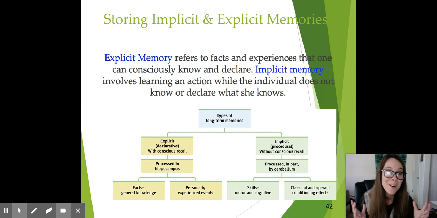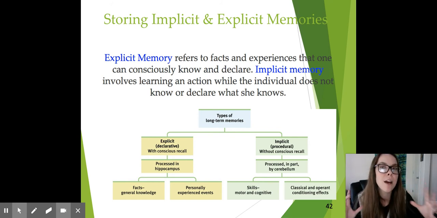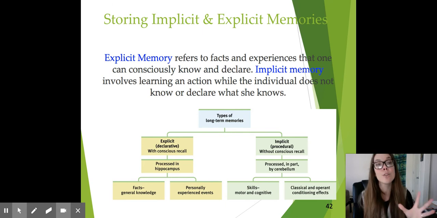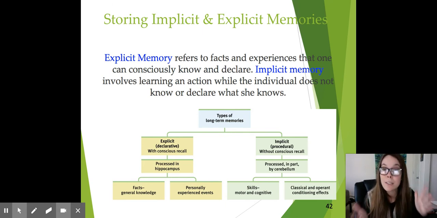So, a little hierarchy, but we do need to go over the difference. We have two types of memories, and they're stored in different places. This is really important to know, so really, really take good notes and please copy down this hierarchy.